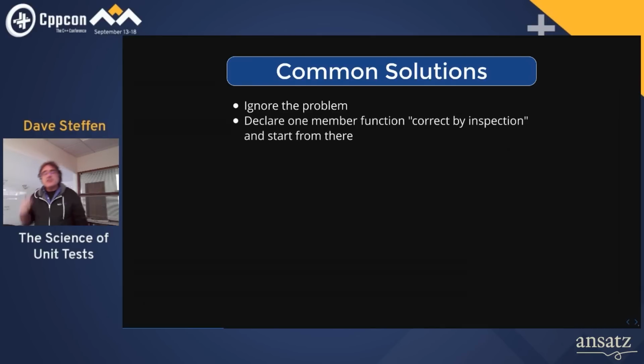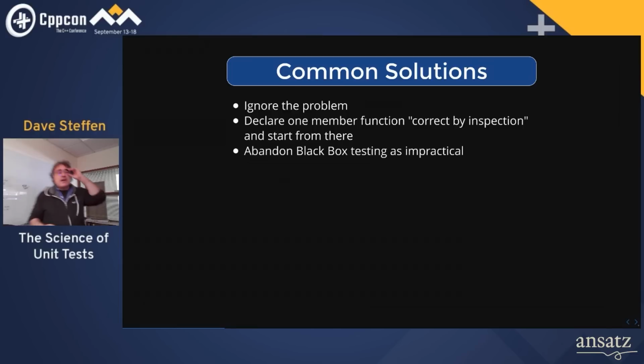Fine. Now, there's another way that people try and handle this, which is where you declare one member function correct by inspection, and then you start from there, and you test everything in terms of that, and you build up a non-cyclic trust graph or something. For example, the isEmpty member function, it's just a one-liner. It's a simple getter. That can't possibly go wrong, so you look at it and fine. At least philosophically, there's a problem here, because you have now introduced a manual step into what's supposed to be an automated system, but okay.